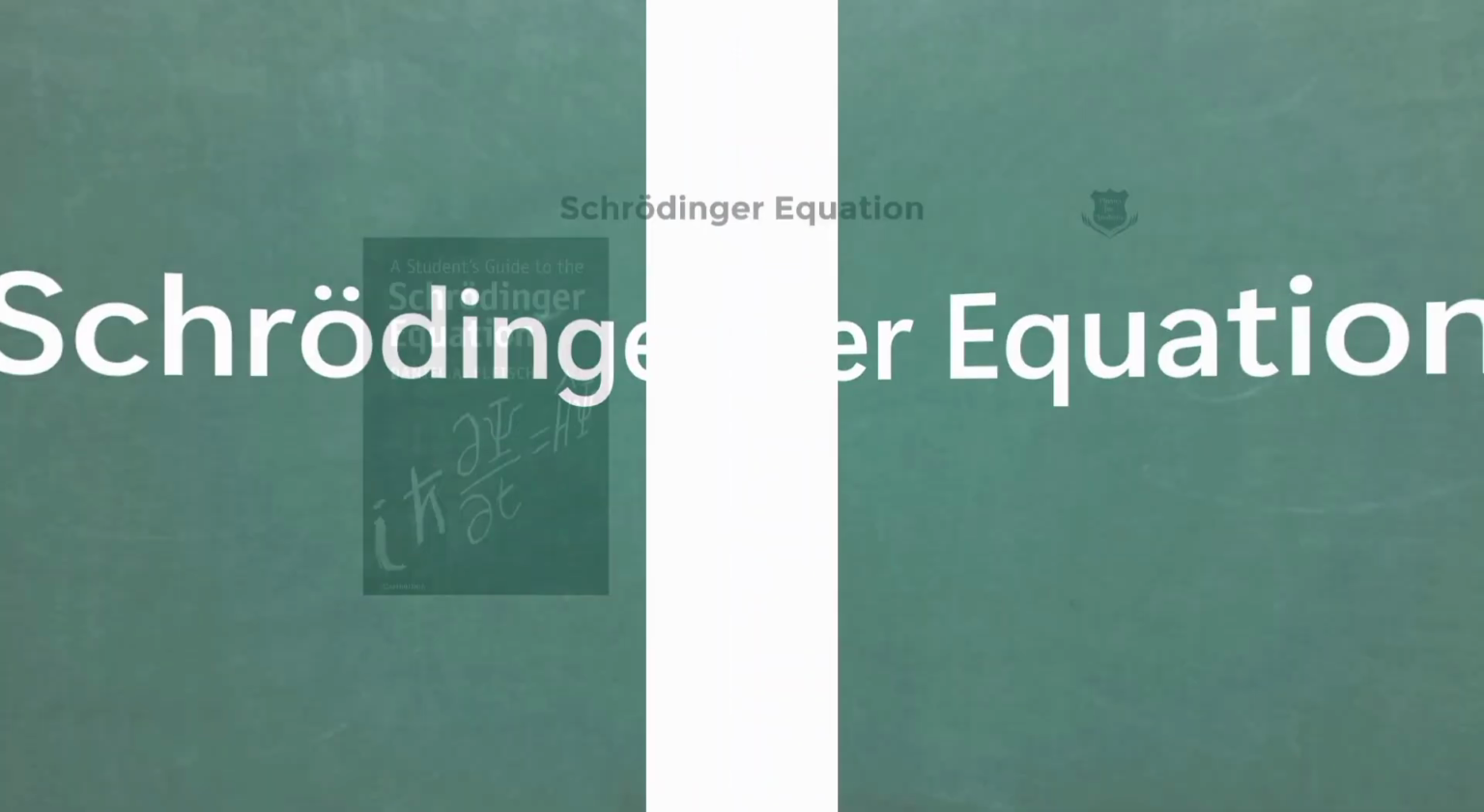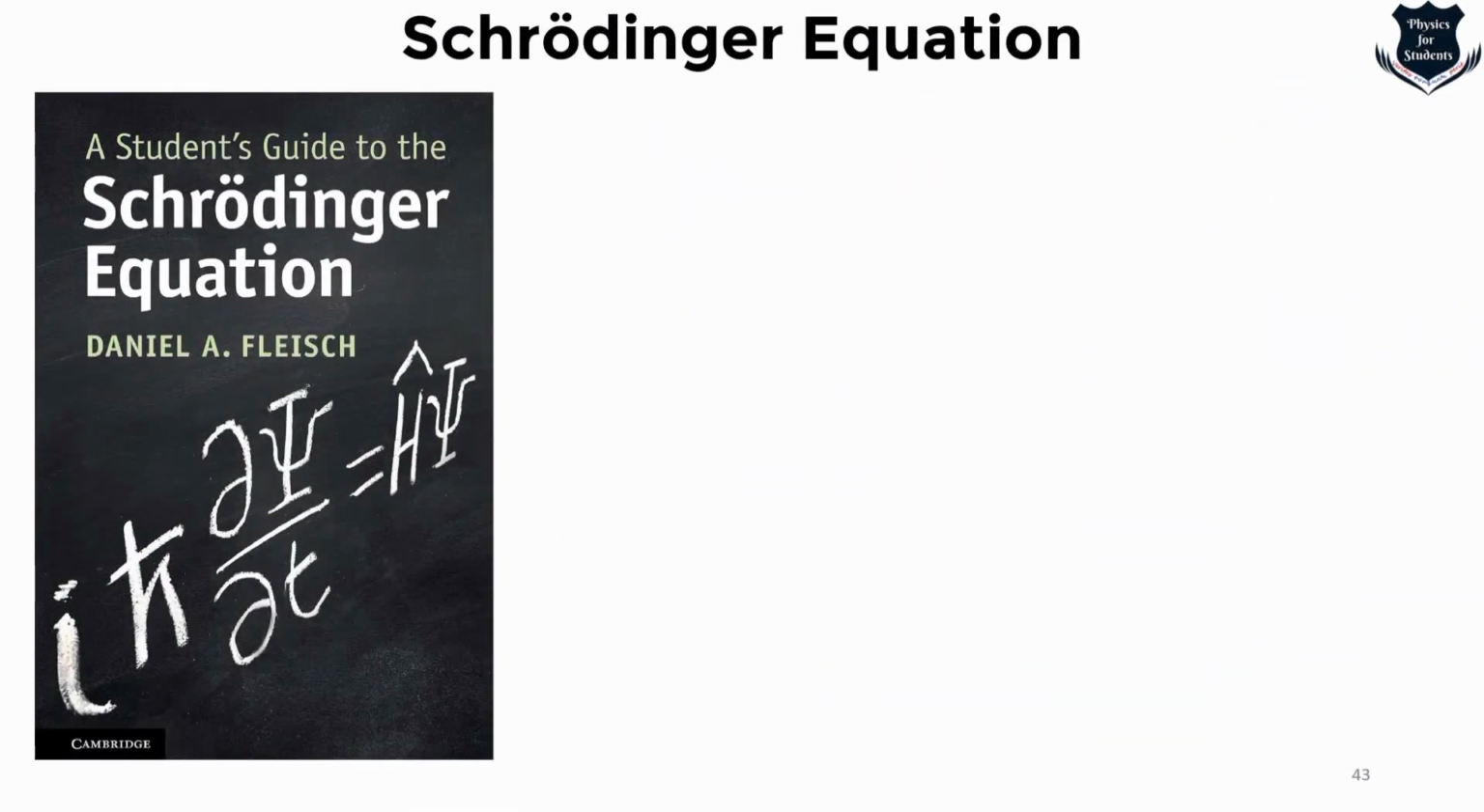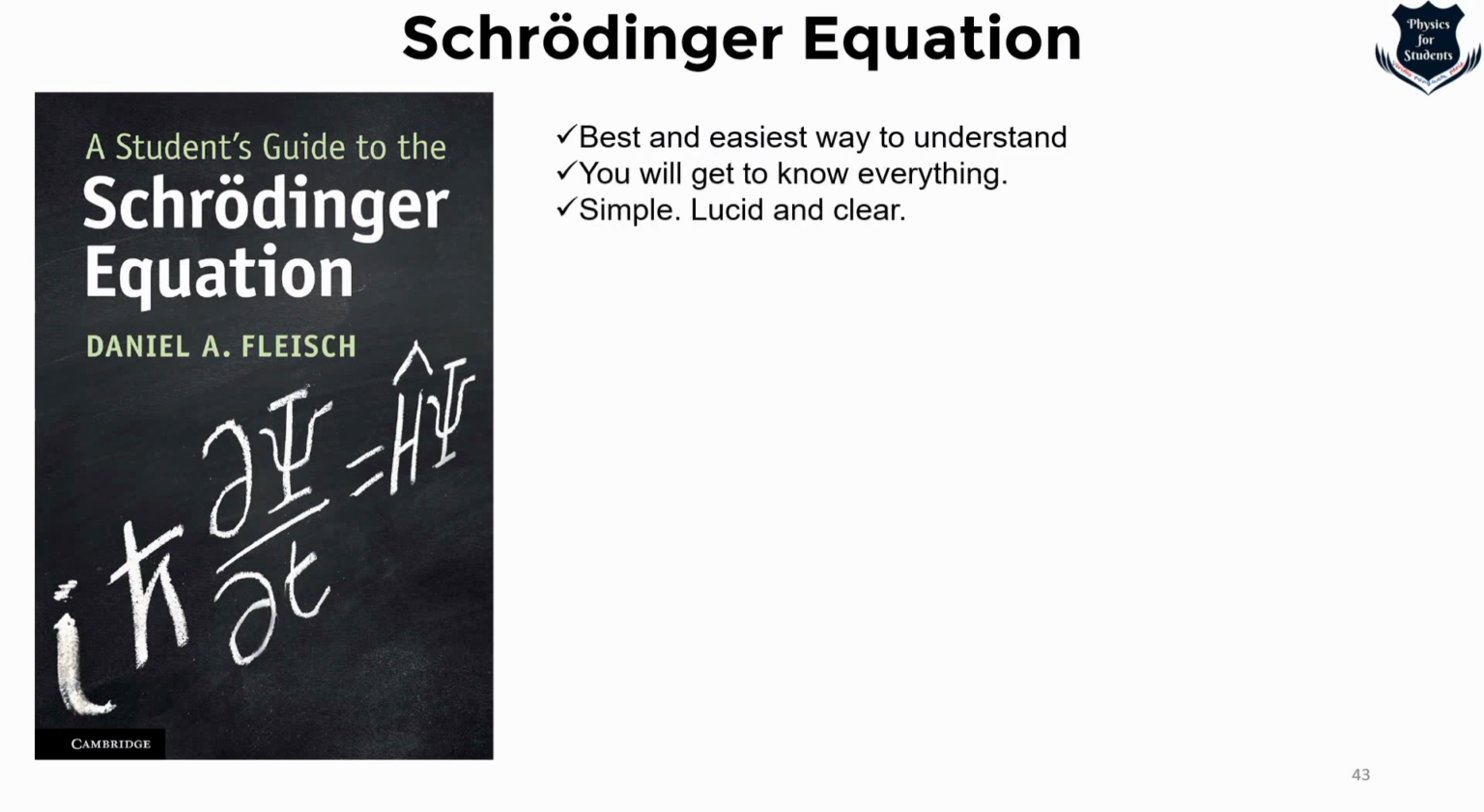What is the best book on the Schrodinger equation? This one, Daniel A. Fleisch, A Student's Guide to the Schrodinger Equation. Very simple, and it assumes nothing. It will teach you right from the beginning.